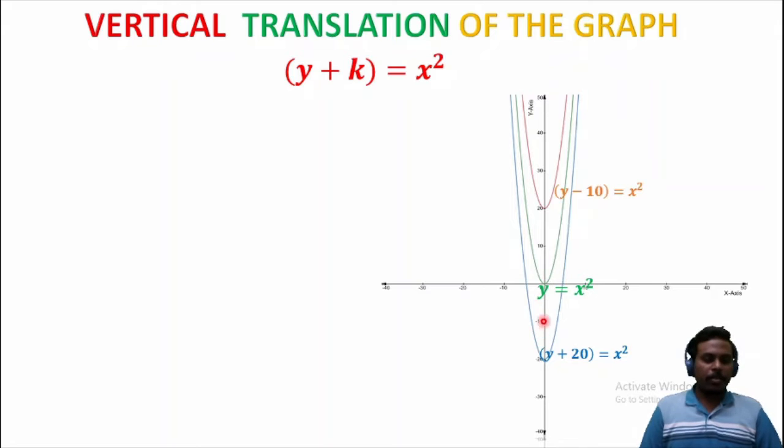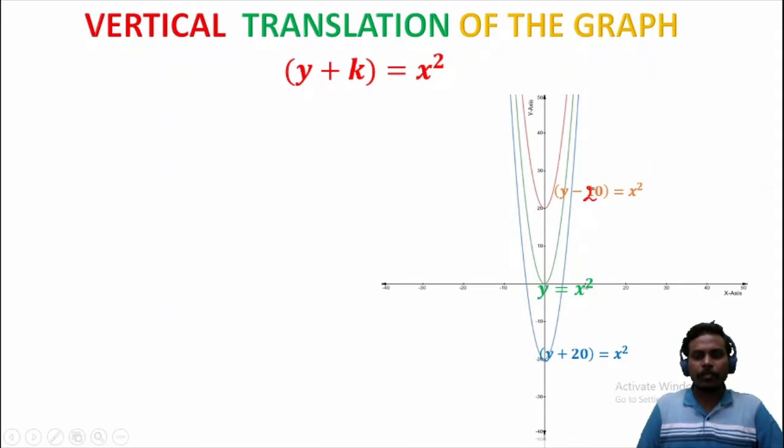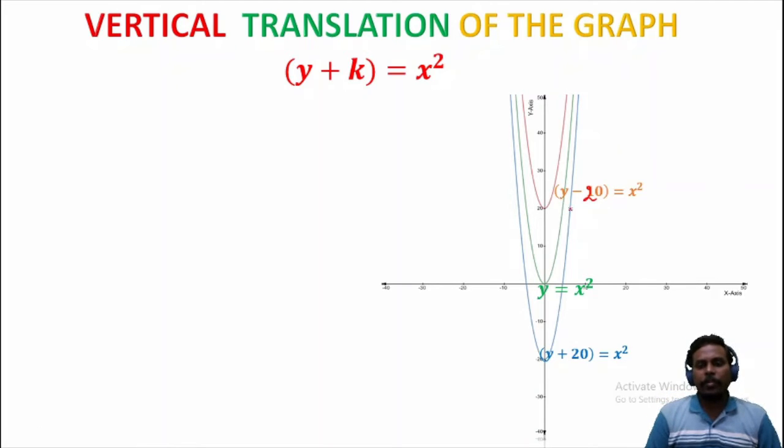I have drawn the graph of these functions: y minus 10 is equal to x square, y is equal to x square, and y plus 20 is equal to x square. You can see it is 20 here. In this case, this is the basic graph.